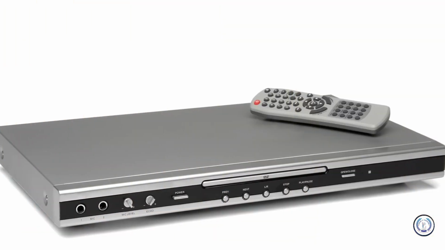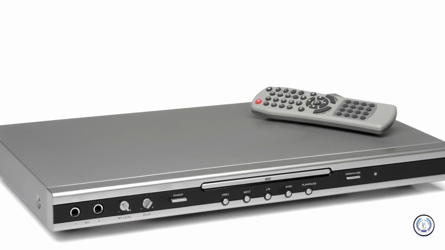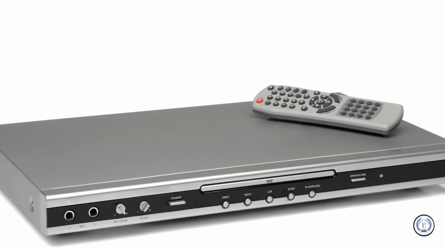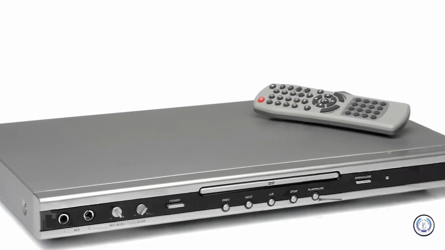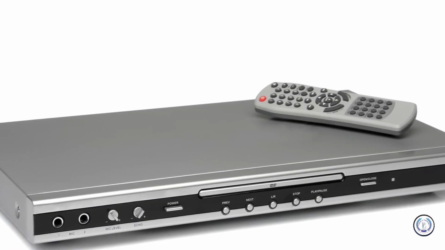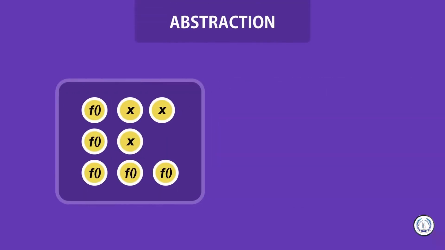Think of a DVD player as an object. This DVD player has a complex logic board on the inside and a few buttons on the outside that you interact with. You simply press the play button and you don't care what happens on the inside. All that complexity is hidden from you. This is abstraction in practice. We can use the same technique in our objects.